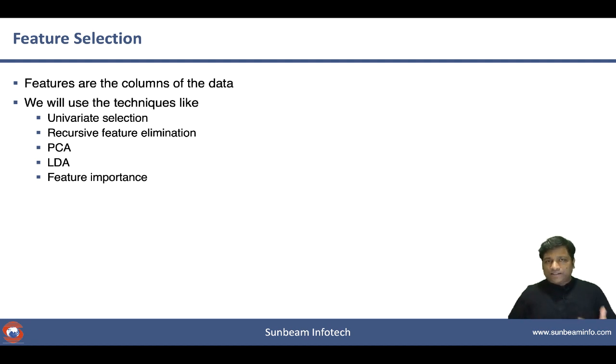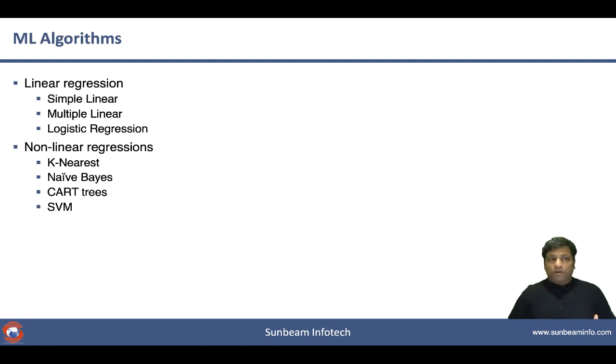Once the features are selected, we are going to start building the model where we need the different algorithms. The algorithms like non-linear and linear regressions. For example, we are going to use simple linear, multiple linear, logistic, like the linear regressions, and k-nearest neighbors, maybe naive Bayes, CART decision trees, and SVM, like non-linear algorithms. Once we start getting the algorithms, we'll start getting the result.